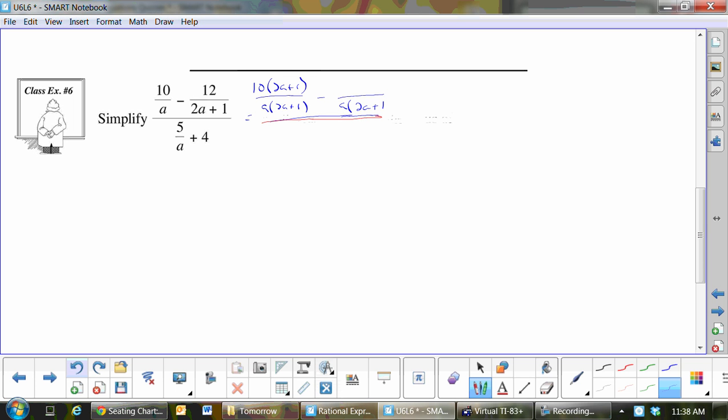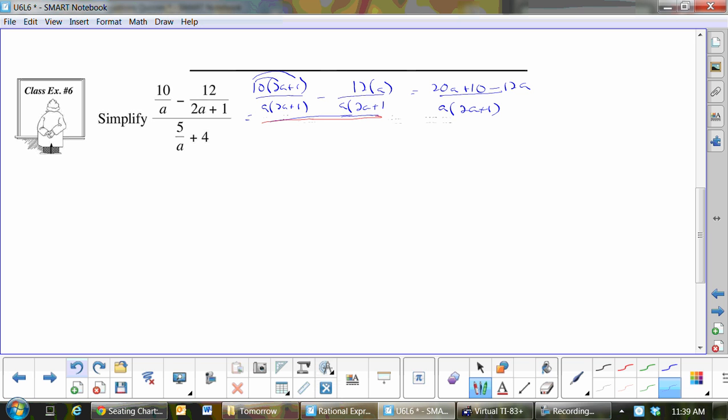Okay? How about 12? What do I have to multiply it by? Multiply by a. So, remember, this is all going to be over a times 2a plus 1. So, I will have, this is 10a, or 20a, I should say. 20a plus 10 minus 12a.